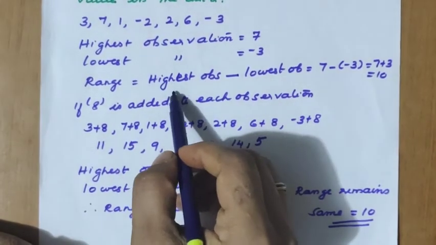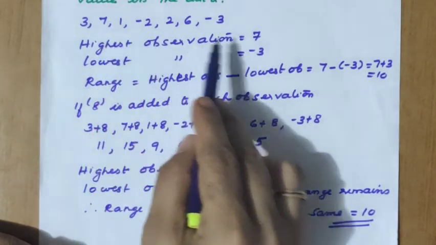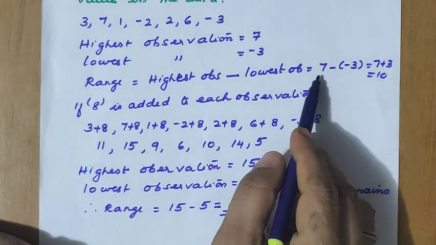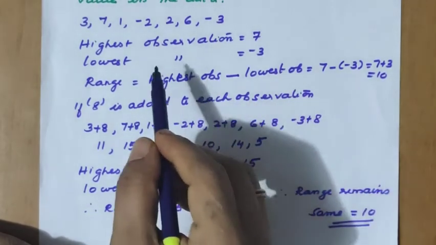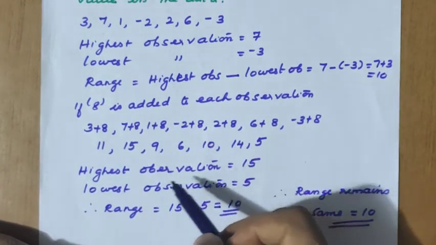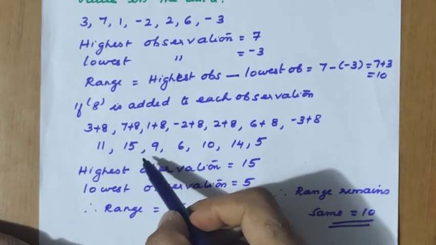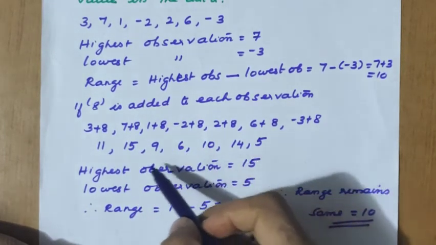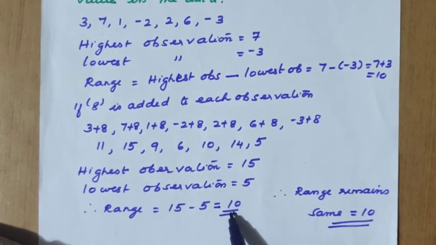Range, how do we calculate? Highest observation minus lowest observation only. So from this, highest observation is 7 and the lowest observation is minus 3. So the difference equal to 7 plus 3 equal to 10. Now 8 is added to each observation. Each observation, that 8 is adding. So understood, that is why the value won't change here. 3 plus 8, 7 plus 8, like that. We got 11, 15, 9, 6, 10, 14 and 5. Which is the highest here? 15 is the highest and the lowest is 5. So the difference equal to 10. So the range remains the same. It is equal to 10 only.